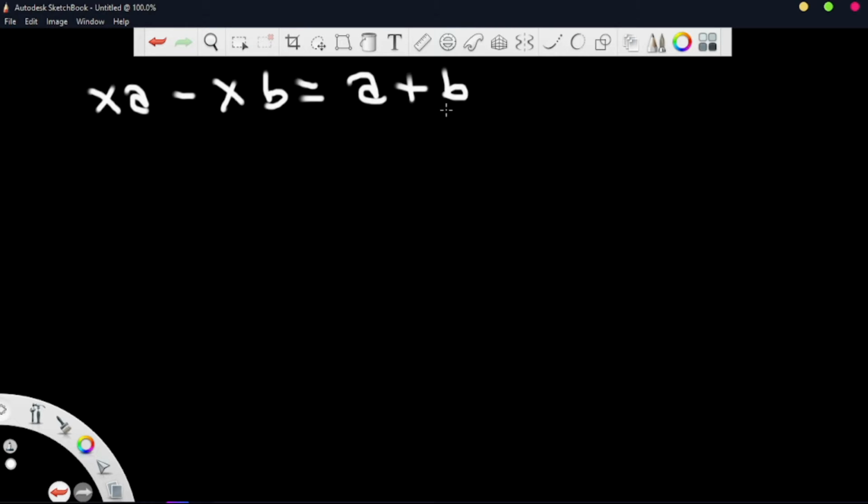In this video we're going to be looking at how to change the subject of the formula. So let's say we have been given such a mathematical expression. Let's say we have been given xa minus xb is equal to a plus b, and then they want us to make x the subject of the formula.